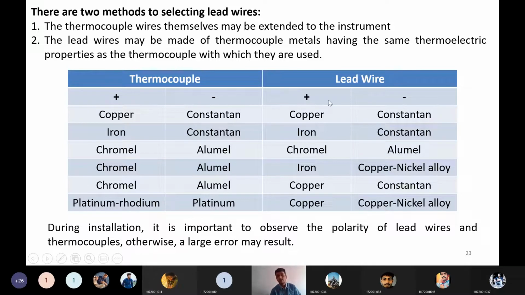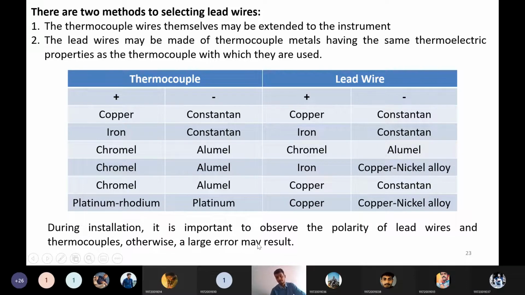So there is the requirement to use compatible lead wire so that the cost of construction and operation will be very low. Particularly in the last case, it should be evident that due to the cost of platinum, we cannot use platinum to extend the thermocouple for more than 100 feet of length between the reference junction and the measuring junction. Therefore, we need to use compatible wires between the measuring junction and the reference junction. During installation, it is important to observe the polarity of lead wires and thermocouples.